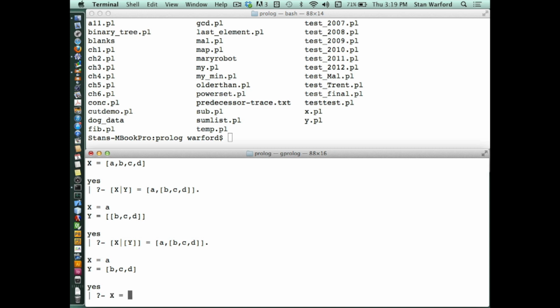Here's another one that might be surprising. Suppose we say X match, and now we're going to say A, B, C by themselves, and then we're going to put our vertical bar here, and then we're going to have list D, E, F. Now, what do you think this is going to be? Because now, what's on the left of the vertical bar? Not just a single element, right?